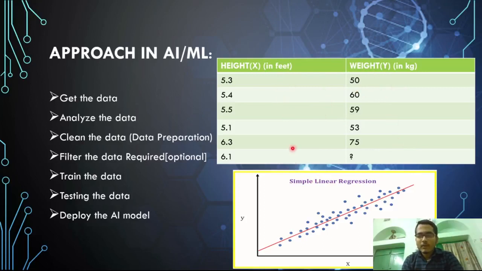Now what will the machine do? It will find the logic and it will find an approximate function y equals f(x), and it will try to predict what will be the weight of a person who is having 6.1 height. So what do we do exactly for this kind of problem? Suppose there is lots of data, so we have lots of coordinates (x, y). What we do is we first plot them on an x-y axis.